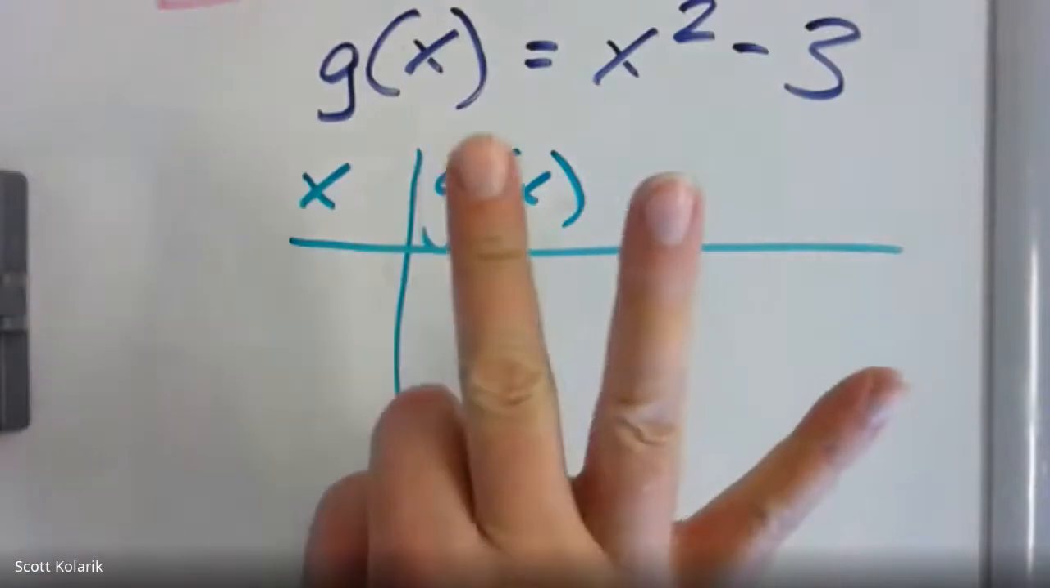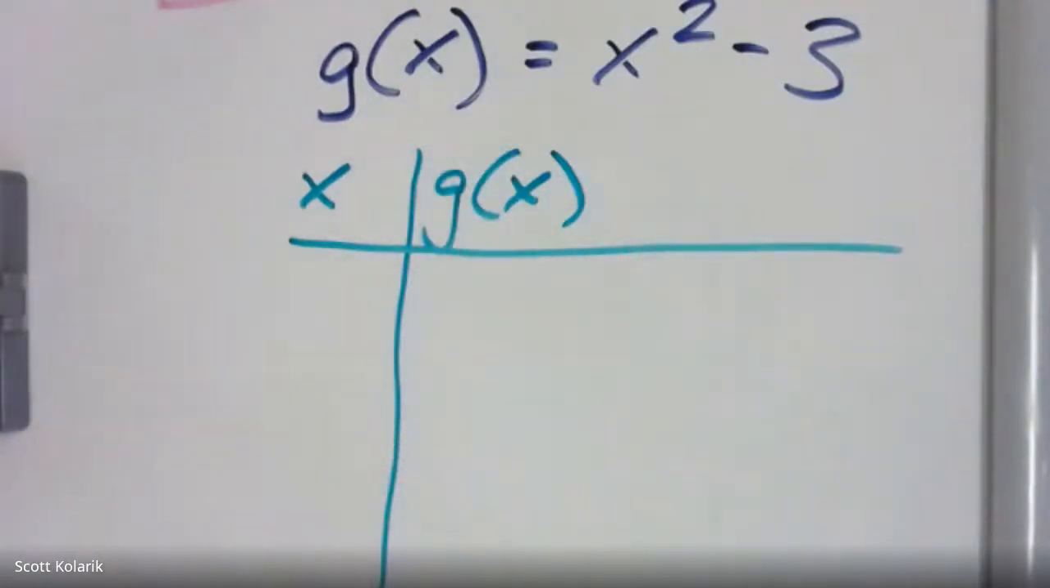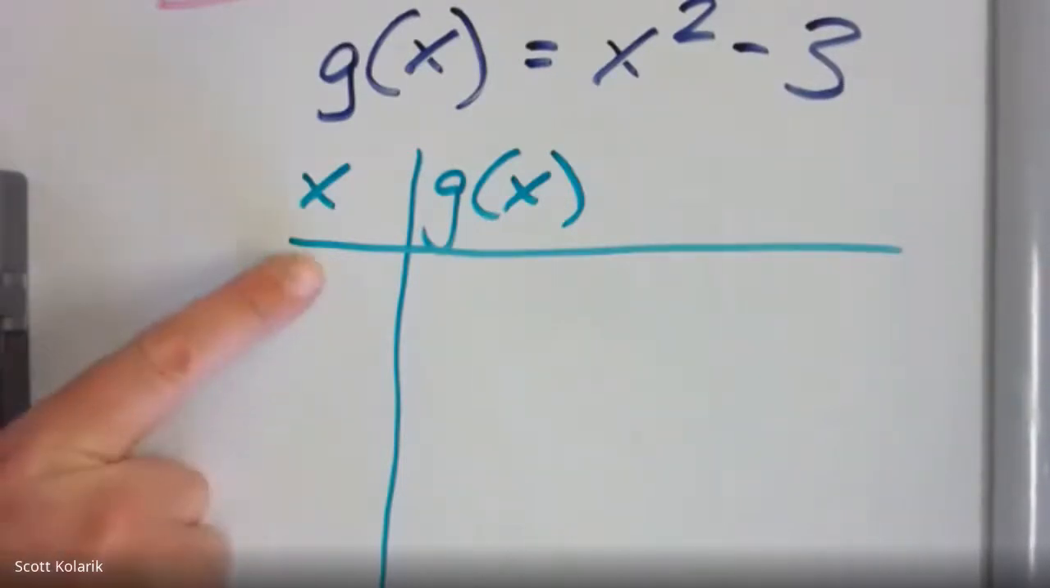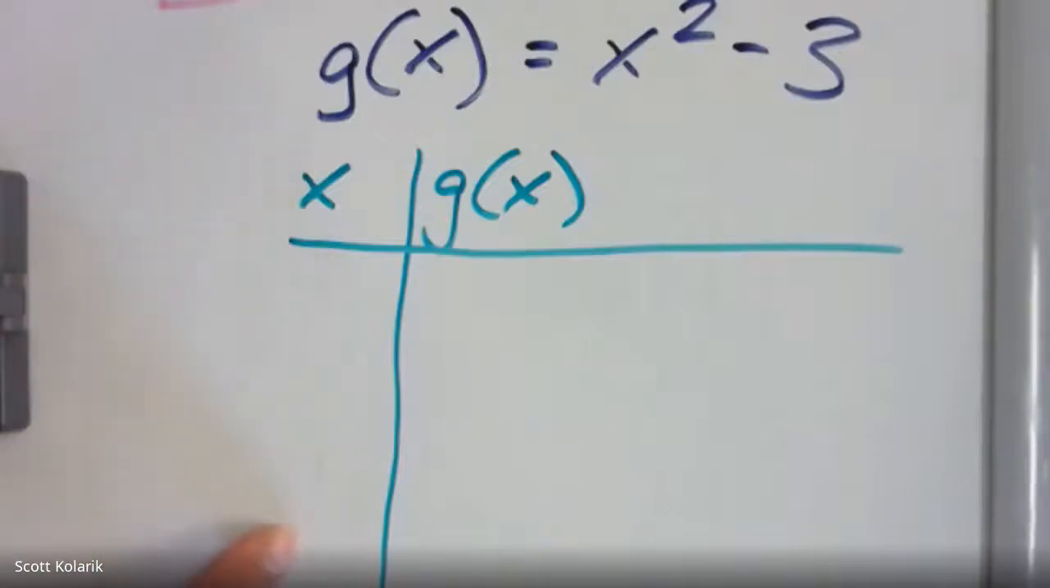And the reason why I need 3 is because in order to draw the shape of a U, I not only need to identify the most critical point, the vertex, but I want to be able to identify something on either side of that vertex as well, so I get that U shape. Okay, so the trick here becomes, what values do I plug in for X?